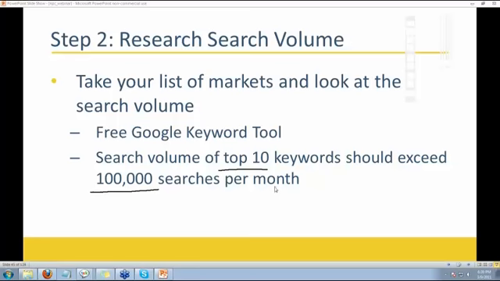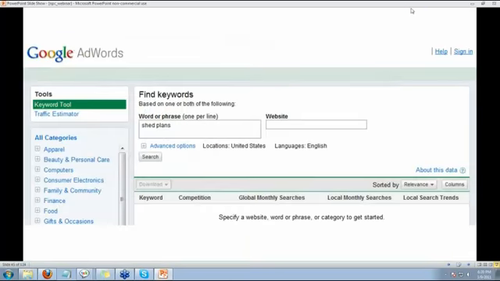Okay, so this is going to leave you with an even smaller list. So you're finding the biggest markets you can out of the money markets. So we've pulled all the money markets out of ClickBank. Now, which of those are the biggest? So now you can do this by using the free Google keyword tool.